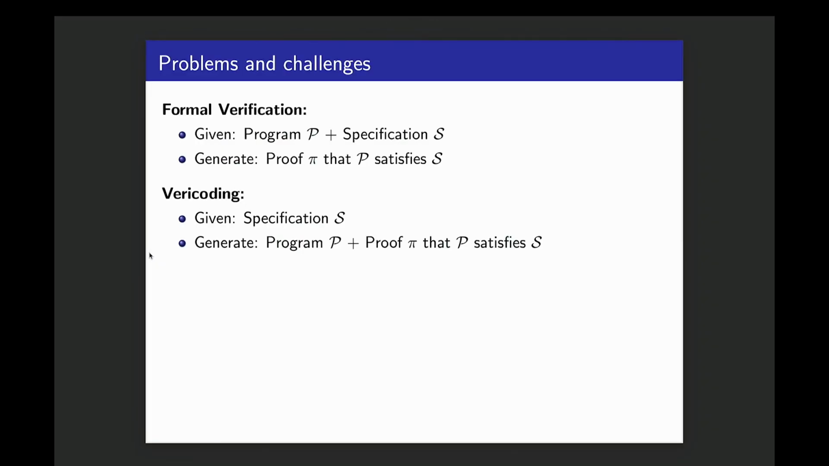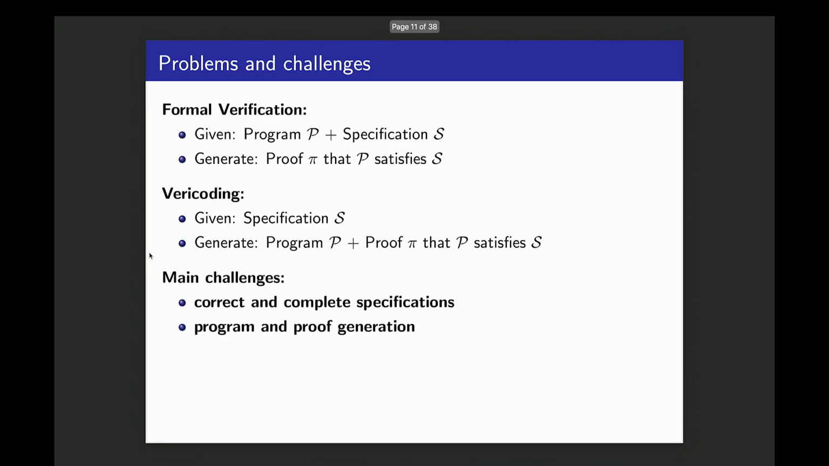First of all, we have the formal verification view, but also the vericoding view, where you have a specification, then you want to generate the program and the proof. In both of these problems, the specification is important. So we'll need to find a way to give correct specifications to the LLM, and make it so that humans, even not just experts but developers, can write the specification.